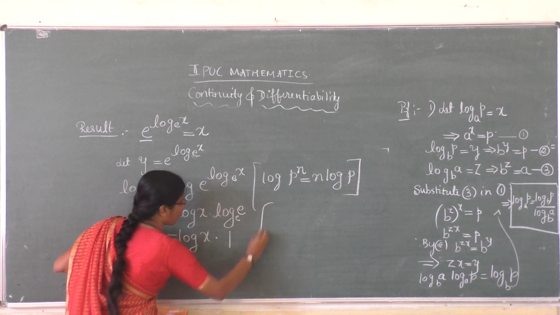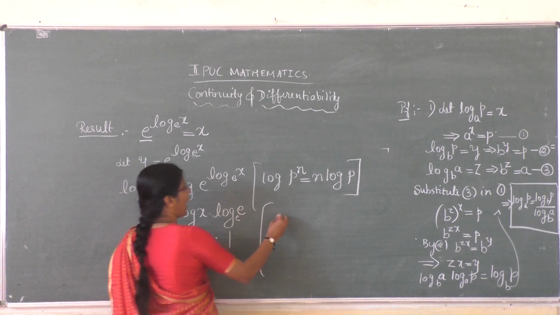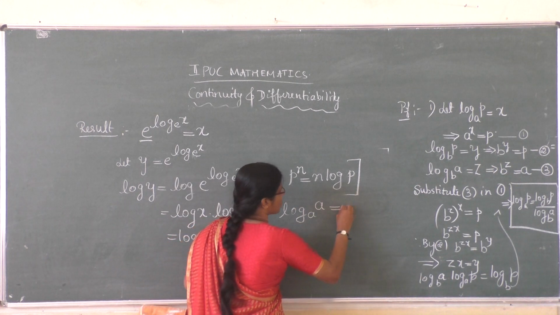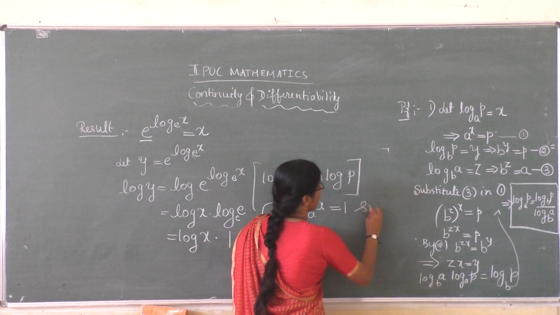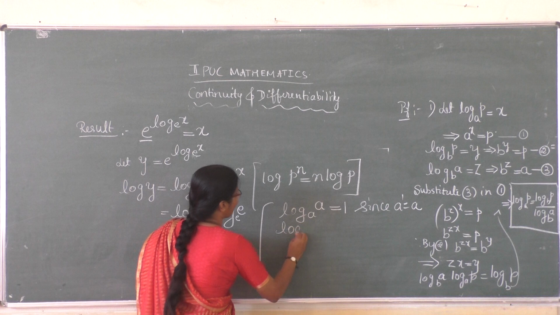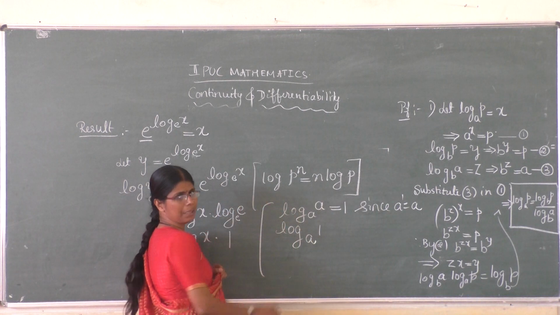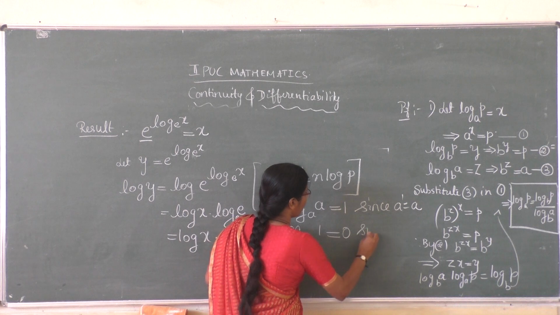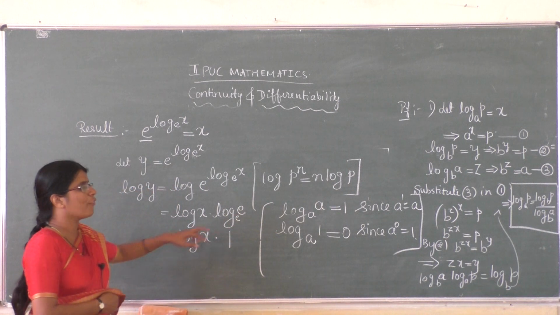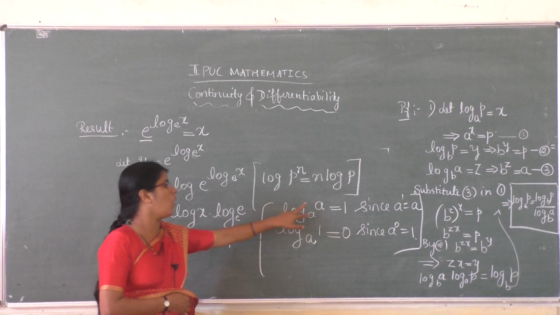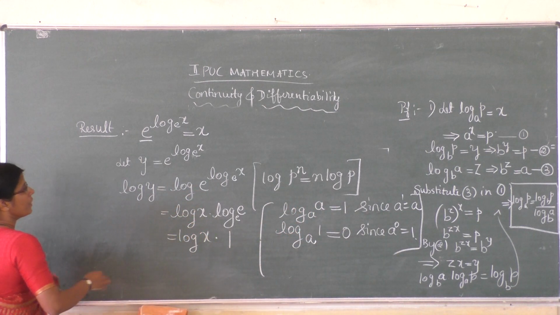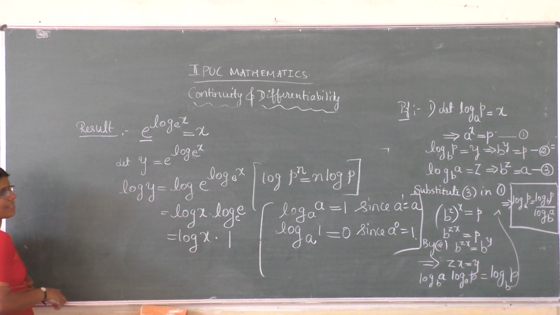There also we have properties. Suppose you have a base, log a to the base a is always equal to 1, since a to the power 1 is equal to a. And log 1 to the base a, for any base, is equal to 0, since a to the power 0 is always equal to 1. We often use this in logarithms. So log e to the base e is equal to 1.